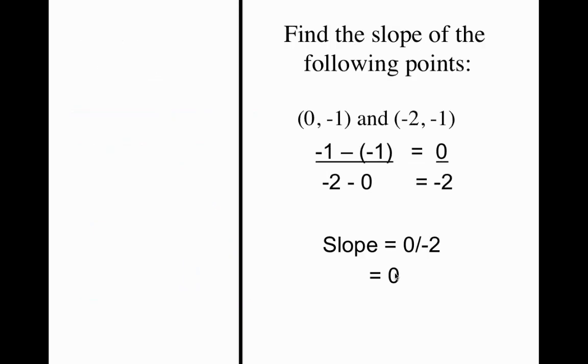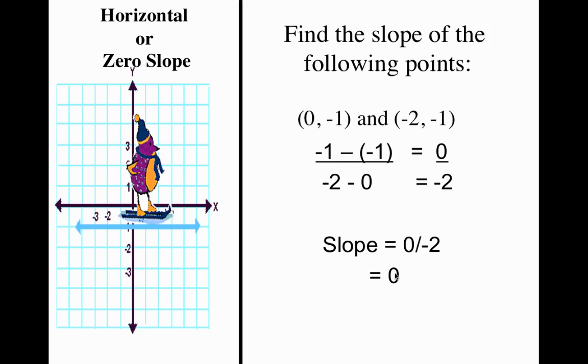I have -1 minus a -1. That gives me 0. And the x value is -2 minus 0, so I get -2. The slope on this is 0. And here's the graph. It's a horizontal or 0 slope. All horizontal lines have a 0 slope.